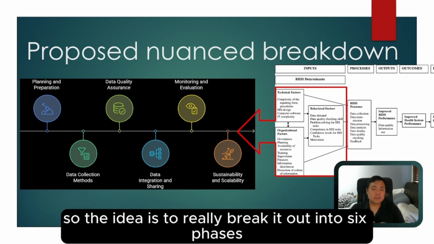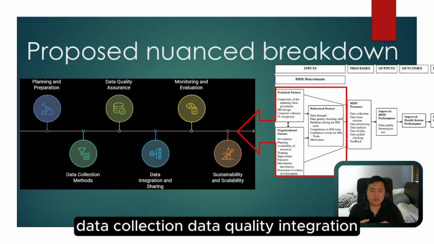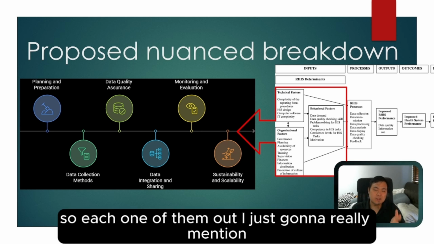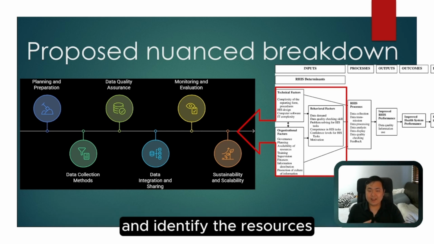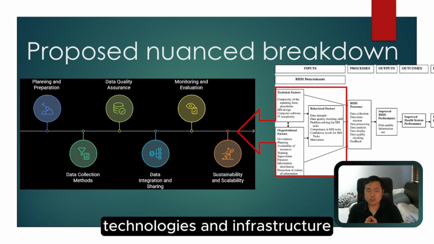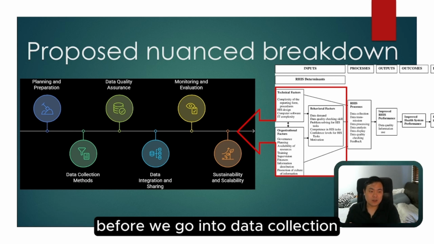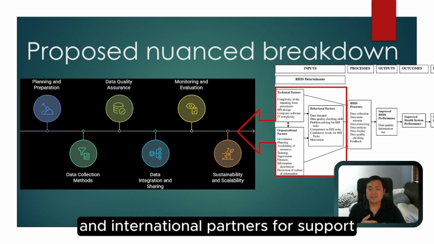So the idea is to break it out into 6 phases: planning, preparation, data collection, data quality, integration, monitoring, and scalability. I'm just going to mention planning and preparation. We want to define the objective very clearly. We want to identify the resources, like what are the available personnel, technologies, and infrastructure. And finally, we want to talk about how we can establish partnerships before we go into data collection. So collaborate with local communities and international partners for support, for example.